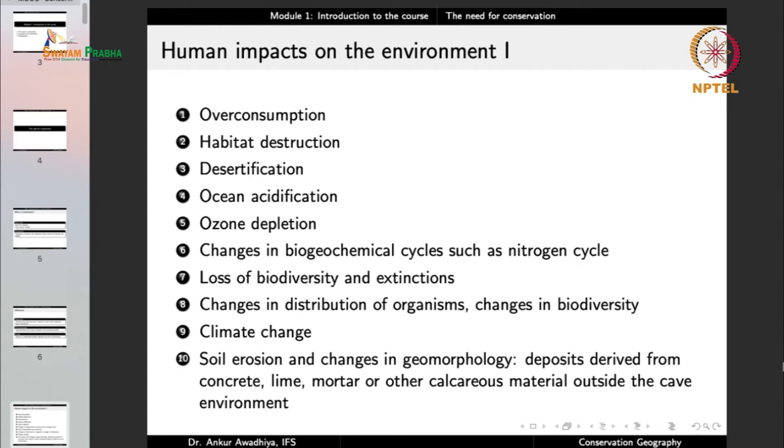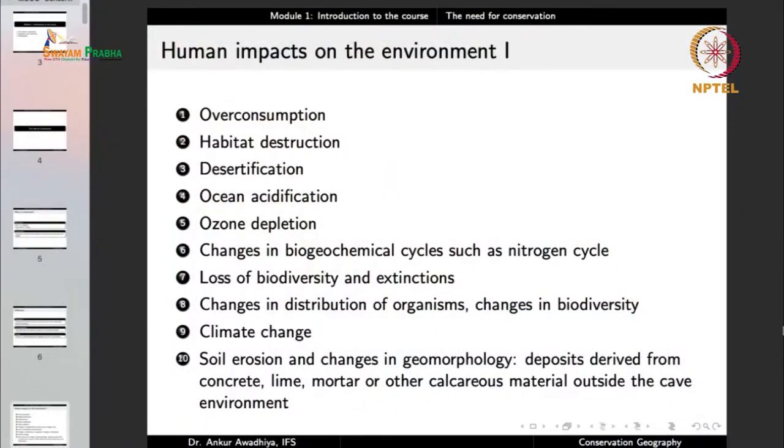And we saw that the need for conservation arises because of human impacts on the environment. Especially in the current era of Anthropocene, we have put up so much impact on the environment that nature has become humanized. And in a large number of cases, because of the HIPPO factors, we have done so much harm that if we do not take steps, we are going to lose the environment completely.